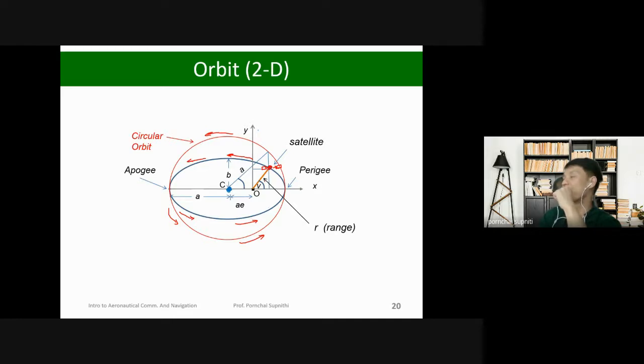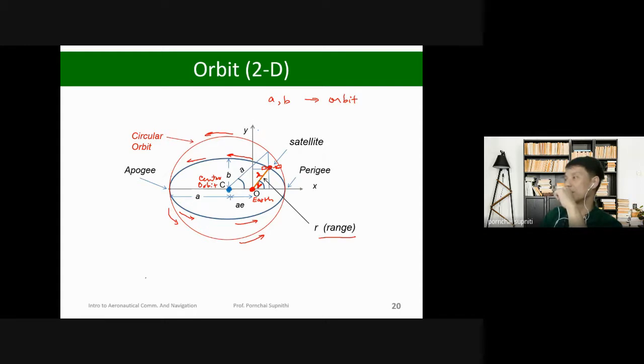So what do we mean by it travels on an elliptical orbit? This is Earth. This is the center of the orbit. A and B are the semi-major axis and the semi-minor axis of the orbit. So A and B belong to the length of the orbit along each axis. From Earth, this is the satellite. This nu is an angle that we want to find, and R is the range. It will help us understand where the position of the satellite is.